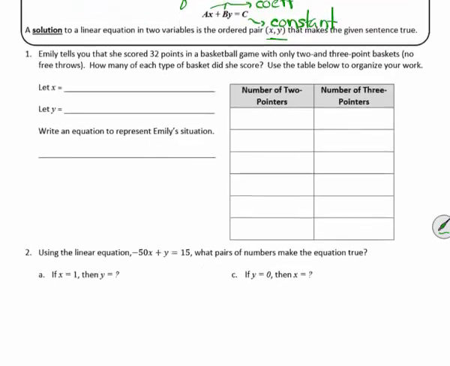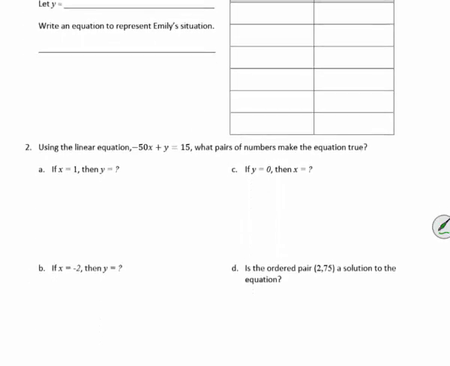So down here, we have the linear equation, negative 50x plus y equals 15. So this is standard form. X and y are on the same side. We have a coefficient of negative 50, we have a coefficient of 1, and we have a constant of 15. Which pair of numbers make the equation true? Well, we want to find that out.